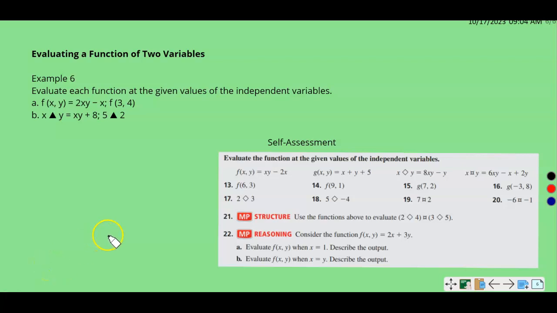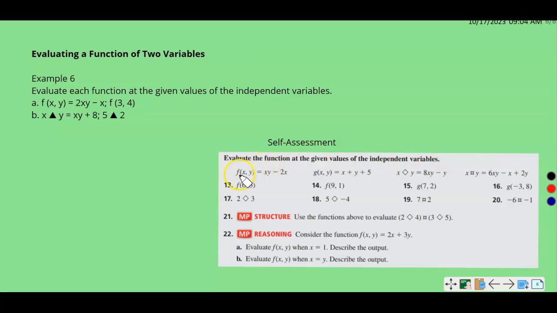Hey guys, this is function notation continued, and I've had a few questions on the self-assessment, so I wanted to go through and try to help you understand what this is asking you. For 13 through 22, it says evaluate the function at the given values of the independent variables.